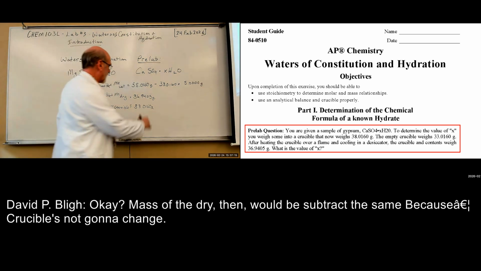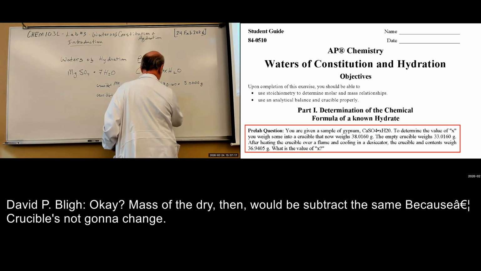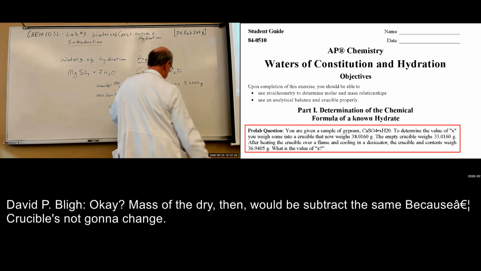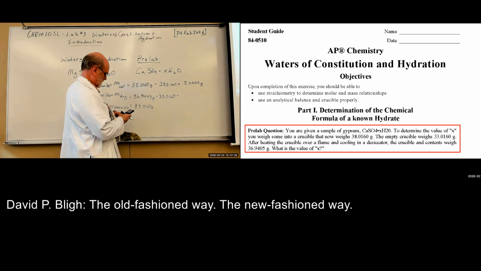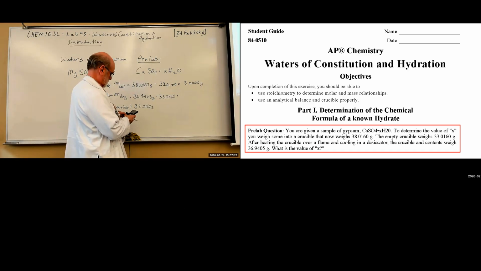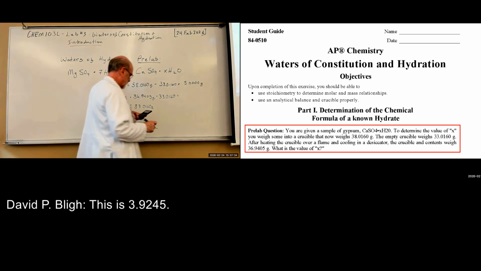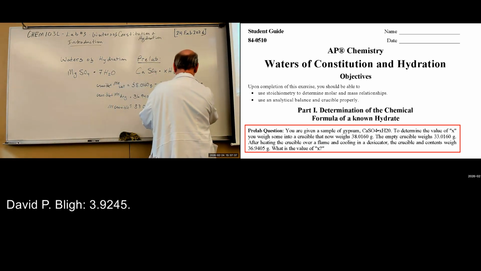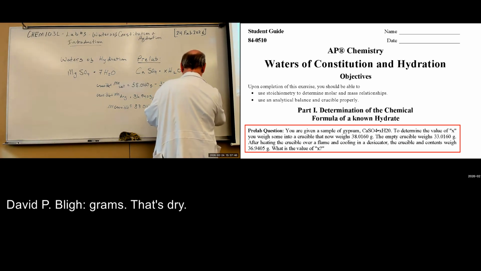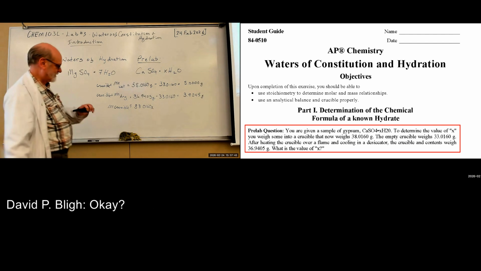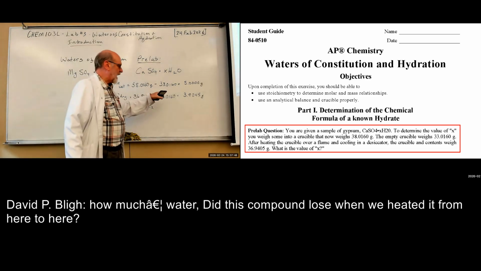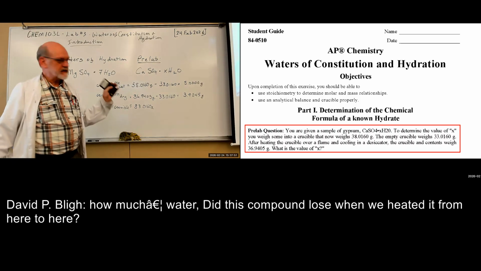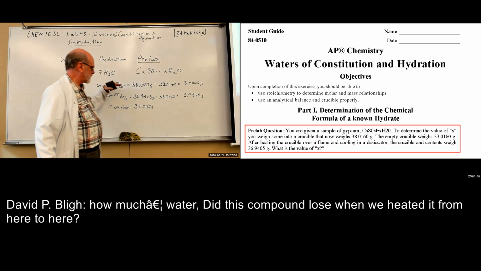Okay. Mass of the dry then would be subtract the same, because the crucible is not going to change. So I'm going to have to do this one the old-fashioned way, the new-fashioned way. 33.0160. This is 3.9245. 3.9245 grams. That's dry. Okay. All right. How much water did this compound lose when we heated it from here to here?